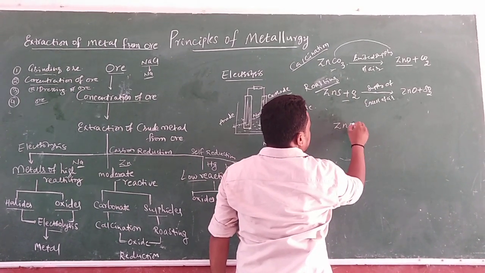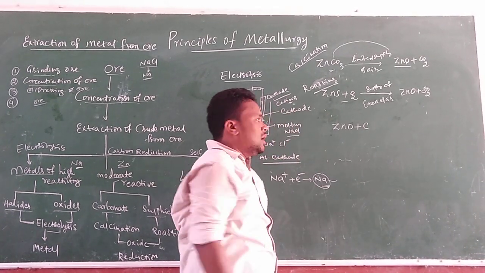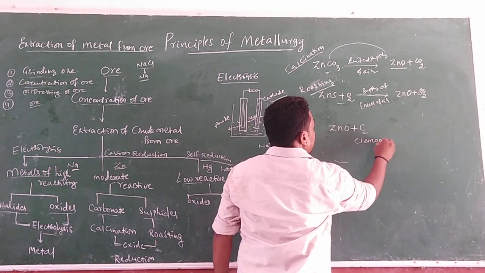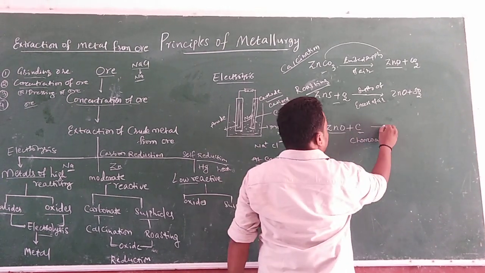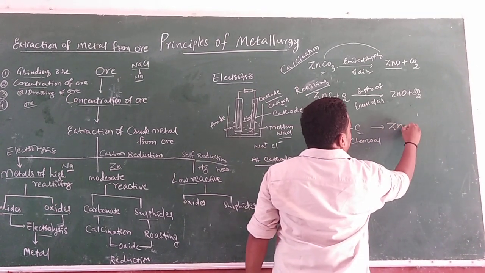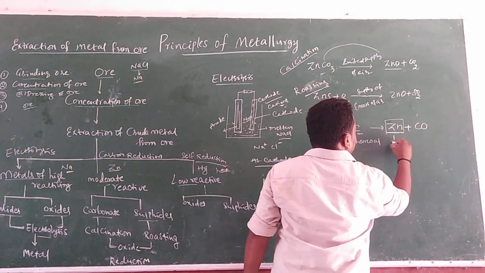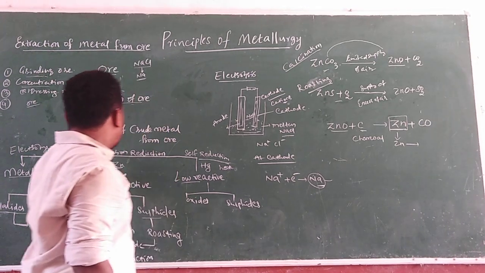This zinc oxide undergoes carbon reduction. C means charcoal. Zinc oxide combines with carbon to produce zinc metal as well as carbon monoxide. Then here we got the zinc metal, yes. This zinc metal belongs to the moderate reactive elements, yes.